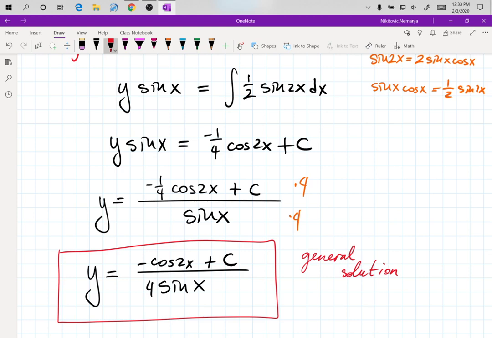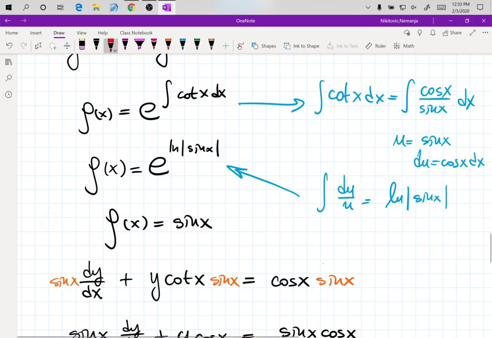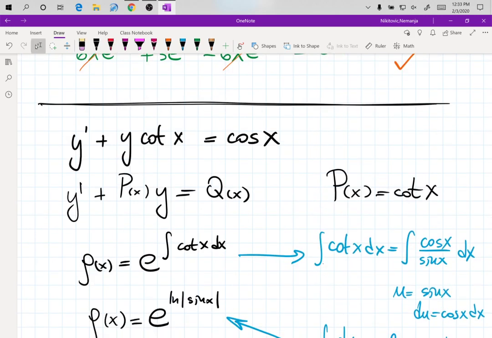Yes? So is there no way to check this? Of course you check it. Derivative, stuff it in. This is going to be a quotient rule derivative, right? So you will take the derivative and you will stuff it in the original problem right there on top. Y prime is going to be the derivative, y is going to be the solution.